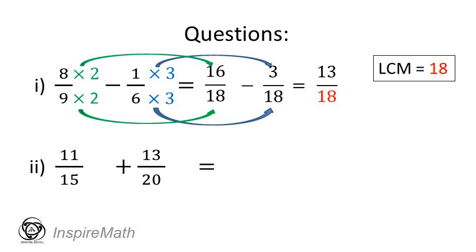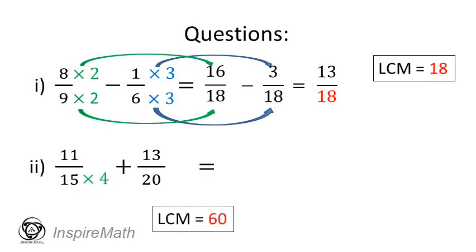Question number 2. 11 over 15 plus 13 over 20. Check both denominators, which are 15 and 20. Let's find the lowest common multiple of these numbers. Multiples of 15 are 15, 30, 45, 60, and so on. Multiples of 20 are 20, 40, 60, 80, and so on. So the lowest common multiple is 60.